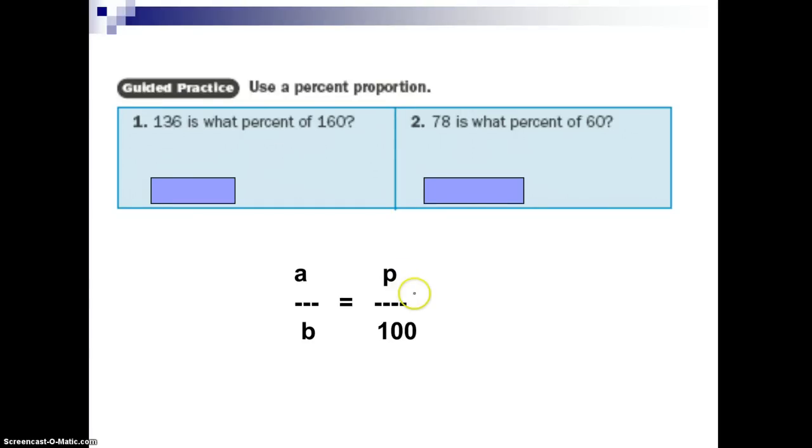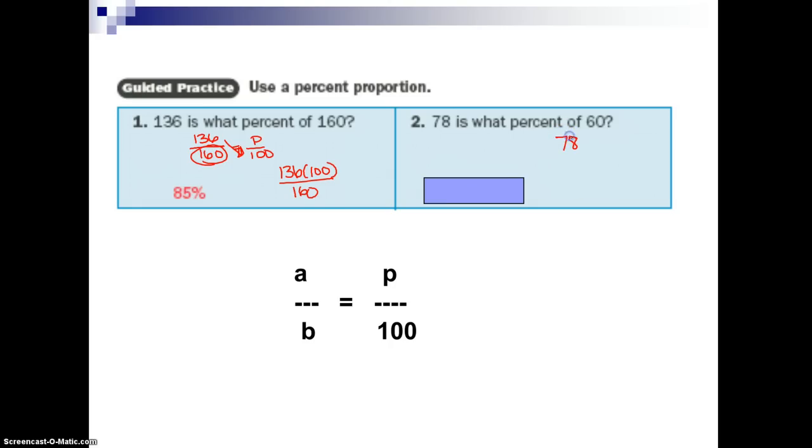Go ahead and try 1 and 2. 136 is what percent of 160? A is your 136, B is your 160, P over 100. Using cross products, we can do 136 times 100 and then divide by the leftover number. You end up with 85%.